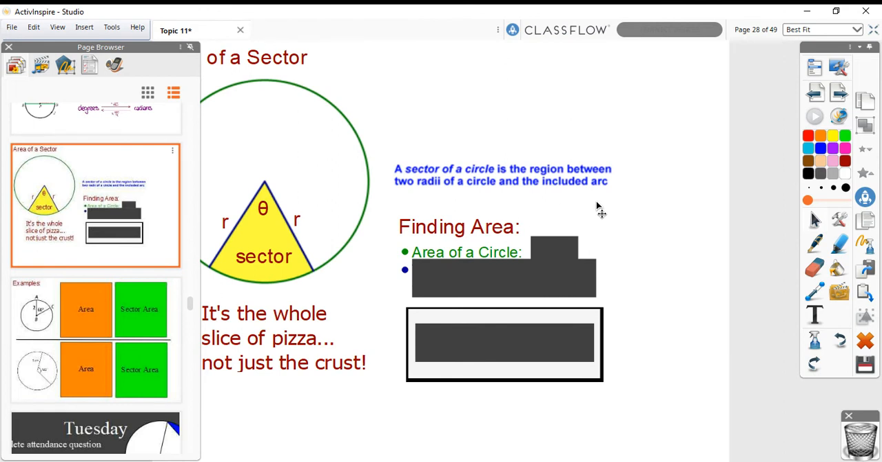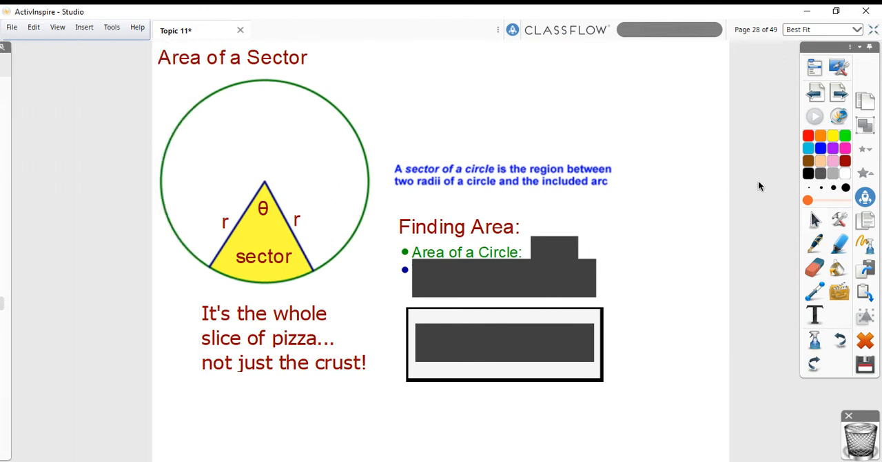So it's very, very similar. You're going to find when we get to these problems, it's very similar to what we did when we found arc length. First, we start with finding the area of a circle. We already know that formula is pi times the radius squared. You may remember that we probably want to draw parentheses around that r squared just to ensure that that's the only thing that the exponent applies to. The area of the circle is pi times the radius squared.